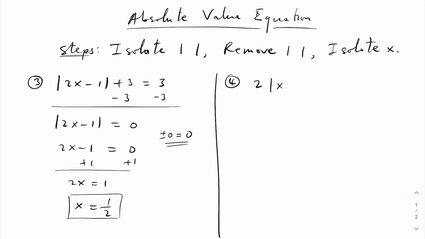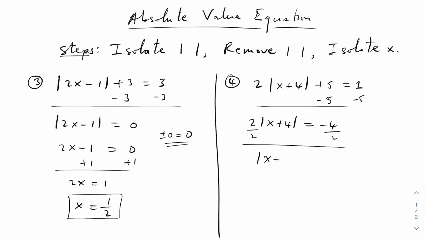2 times the absolute value of x plus 4, plus 5 equals 1. Again, first step, isolate the absolute value term. So you're going to have to subtract 5 on both sides, and that will give you 2 times the absolute value of x plus 4 equals negative 4. Divide both sides by 2. That will give you the absolute value of x plus 4 equals negative 2.